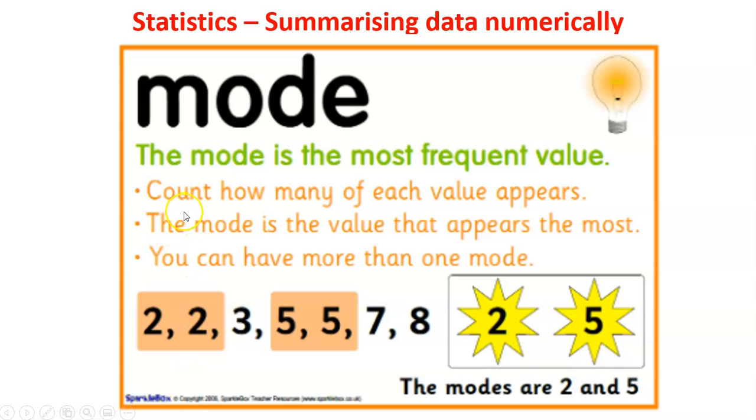But the idea with the mode is that we count how many of each value appears. The mode is the value that appears the most. Okay, now you can have more than one mode. In this particular example here, the 2 appears twice, the 5 appears twice, so they're both classified as modes. So our modes are 2 and 5, but you can have one mode, whatever value occurs the most often or most frequently.